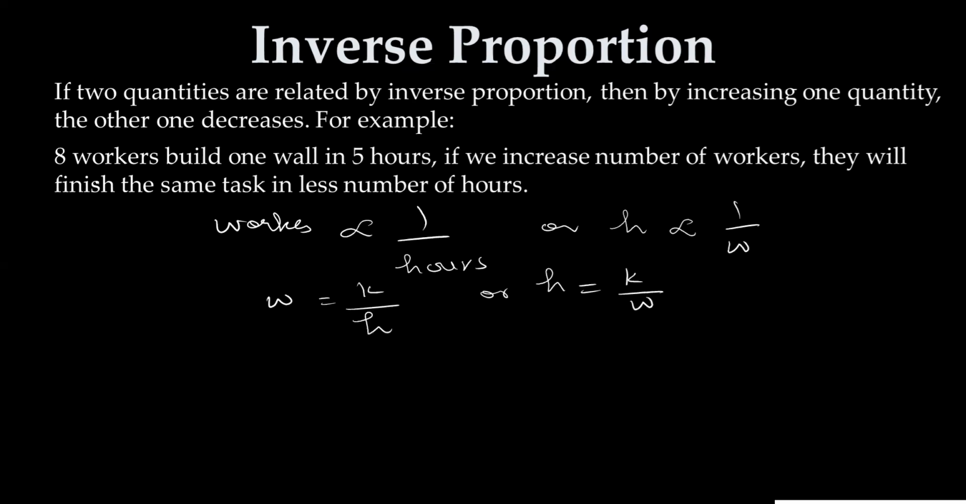Now, both these should be equal to one constant number. This is called K, the constant of proportionality. So we can say that the equation of proportionality is K equals W times H, meaning workers times hours. So this is the relationship of inverse proportion quantities.